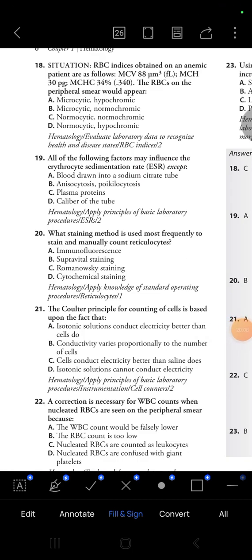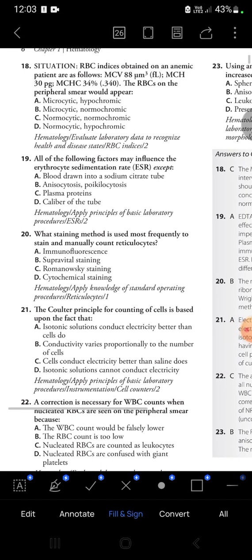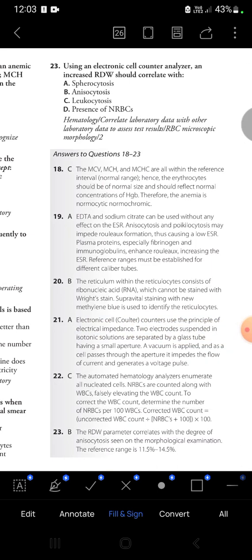What staining method is used most frequently to stain and manually count reticulocytes? The answer is supervital staining. The reticulum within reticulocytes consists of ribonucleic acid, RNA, which cannot be stained with Wright stain. Staining with new methylene blue is used to identify the reticulocytes.